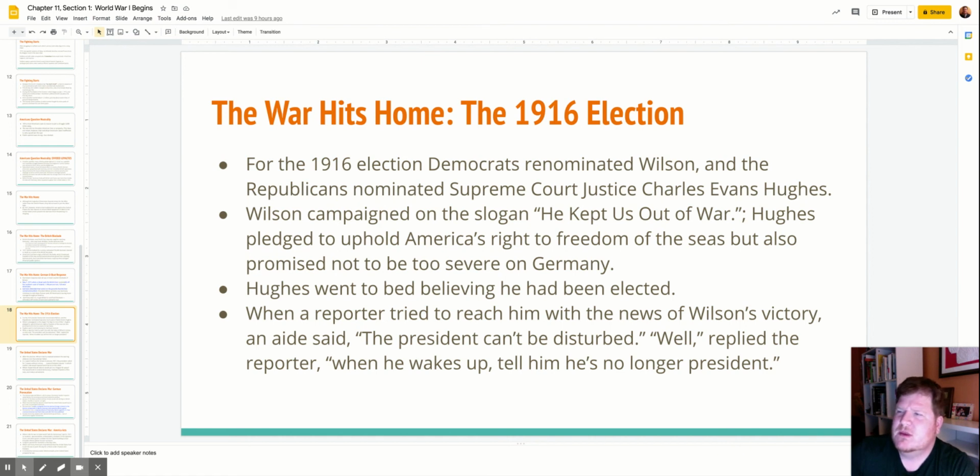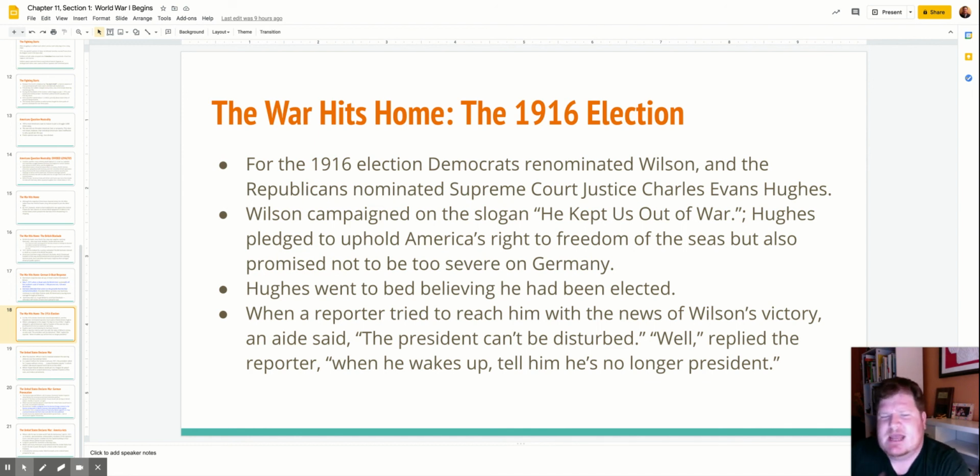So basically, Wilson was landing on, "I didn't send us to Europe." And that was his whole plan. And Hughes was like, look, I can do that too, but I'm going to be less severe on Germany. I'm going to make sure we don't go to war. Whereas Wilson, he's been a little too tough on Germany, even though he says, yeah, we didn't go to war, we're this close to going to war under his leadership.